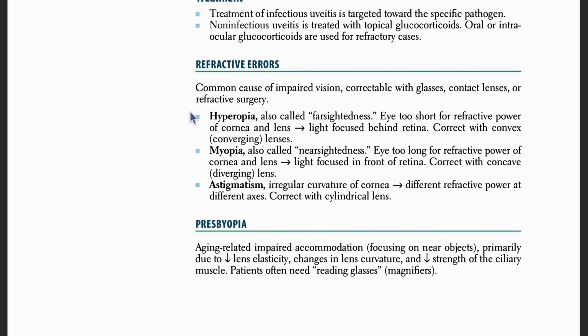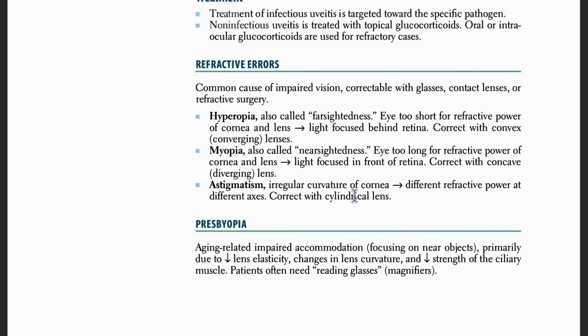Refractive errors. A common cause of impaired vision correctable with glasses, contact lenses, or refractive surgery. Hyperopia, also called farsightedness, eye too short for refractive power of cornea and lens. This leads to light being focused behind the retina. Correct with convex or converging lenses. Myopia, also called nearsightedness, eye too long for refractive power of cornea and lens. This leads to light being focused in front of the retina. Correct with concave diverging lenses.